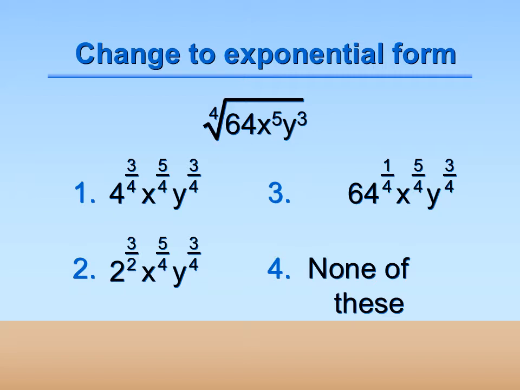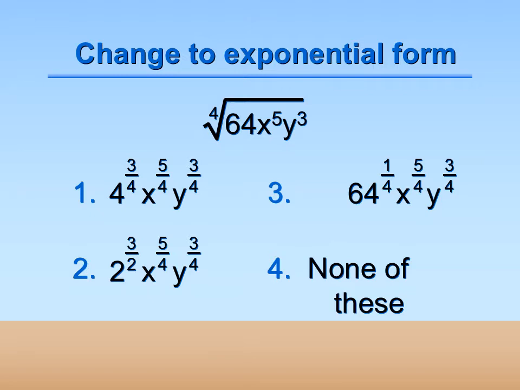So 2 to the 6th power is the same as saying 64. I'm going to replace 64 with 2 to the 6th power. Then I'm going to take that index and put it in the denominator of each exponent. So the 2 to the 6th power is going to become 2 to the 6 over 4.